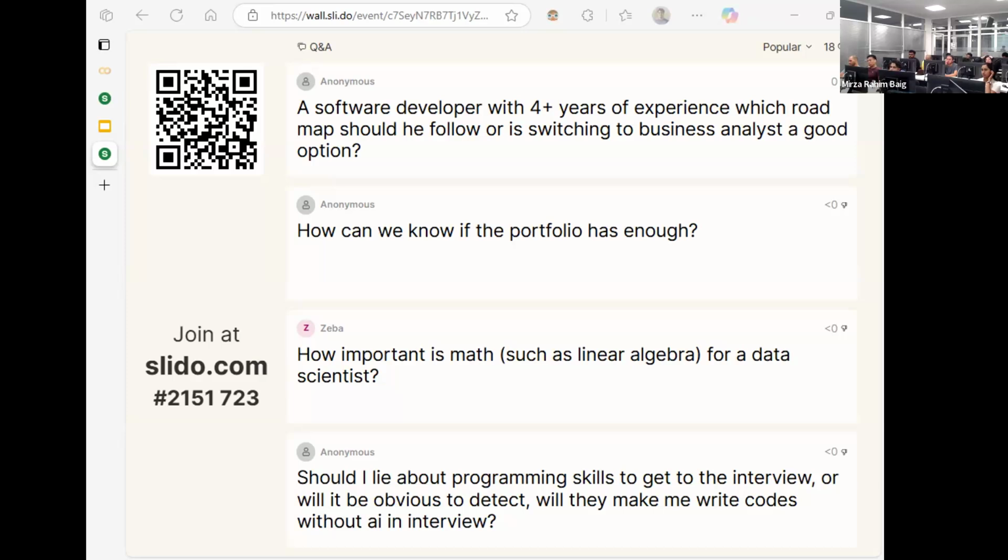But if you're going more on the applied side, you still need linear algebra, but maybe not to that extent. But you need some linear algebra fundamentals for sure.